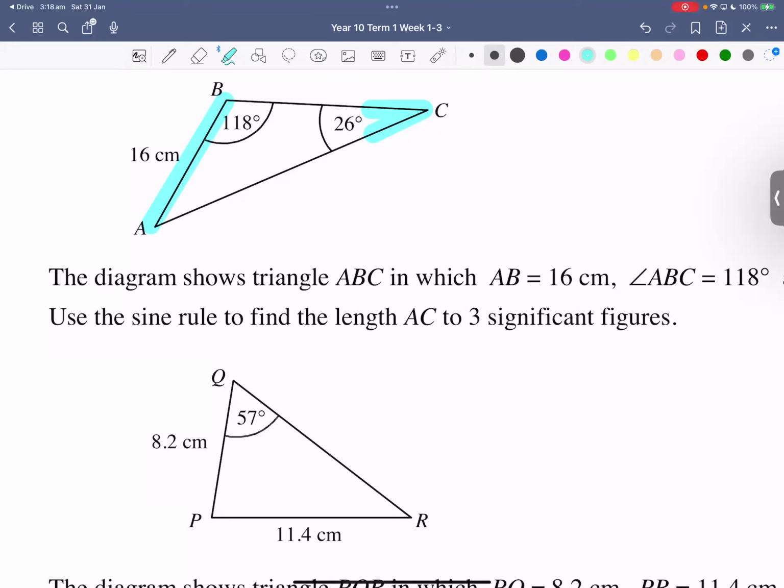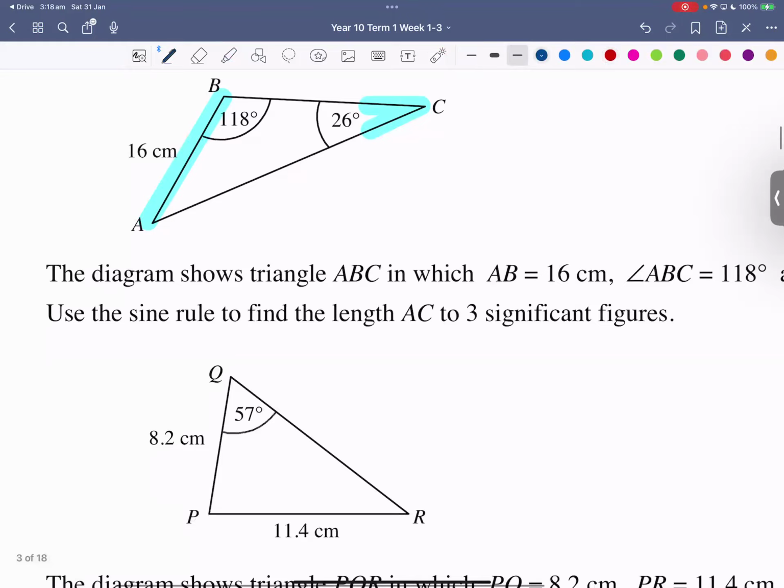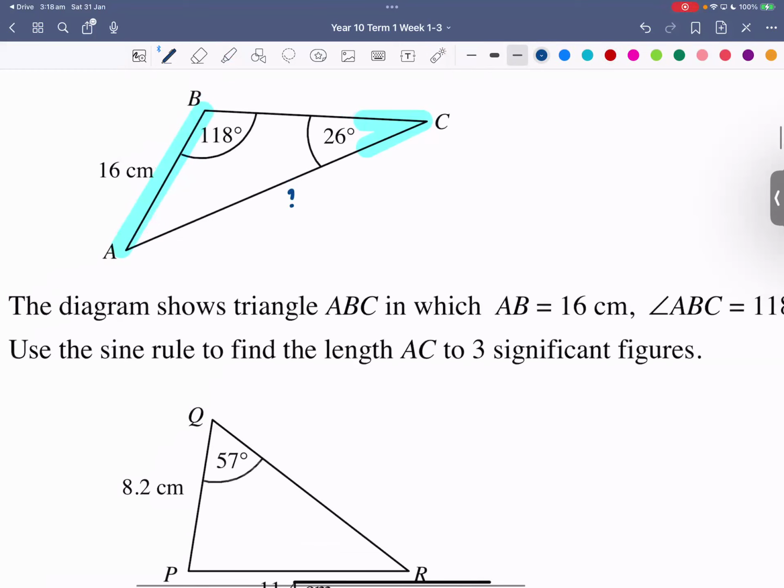All right. Are we trying to figure out a length or a side? What are we trying to figure out? Side. We're trying to figure out the length AC. And do you guys remember how I said keep the unknown on the bottom? It's always best to keep the unknown on the bottom because it just makes the algebra easier. So this is going to be my first line of working.